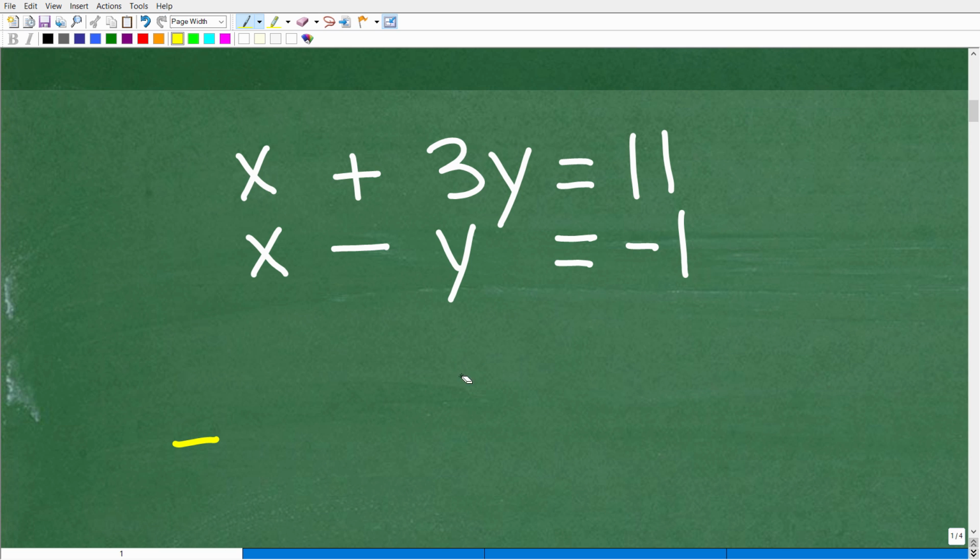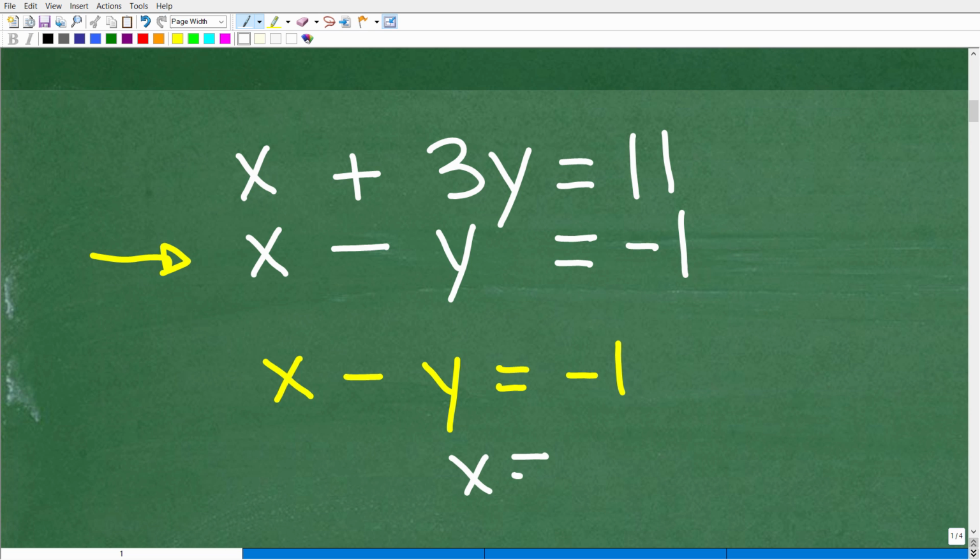Now, if I was to use the substitution method, what you could do is solve for one variable in one of the equations. So for example, x minus y is equal to -1. Here, I would say, oh, you know what, I'm going to solve for x. I'm going to rewrite this equation in terms of x, so I'd move the y to the other side of the equation. So this would be x is equal to y minus 1.